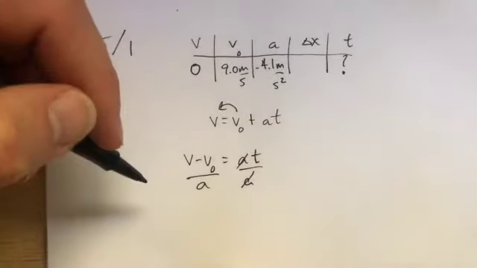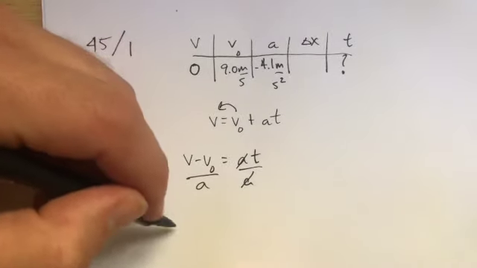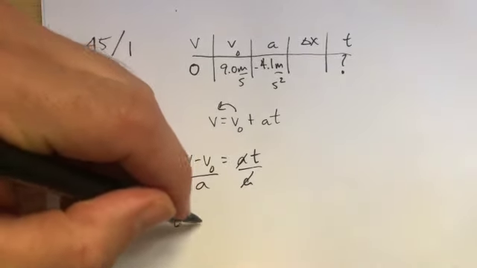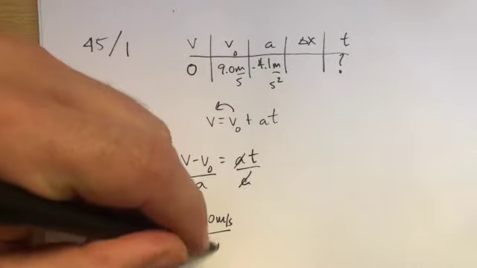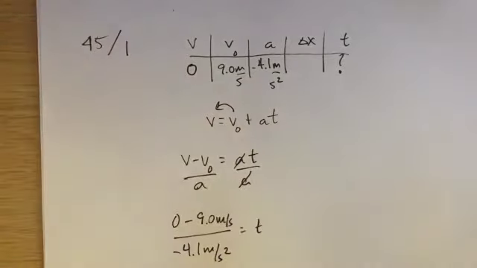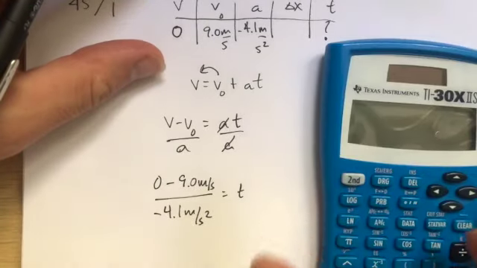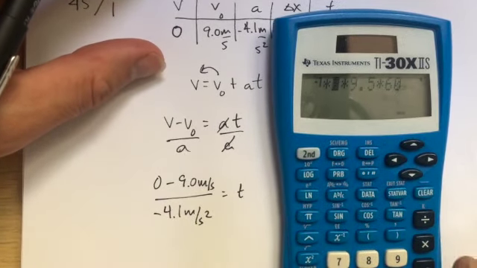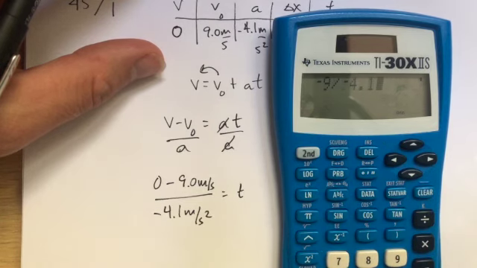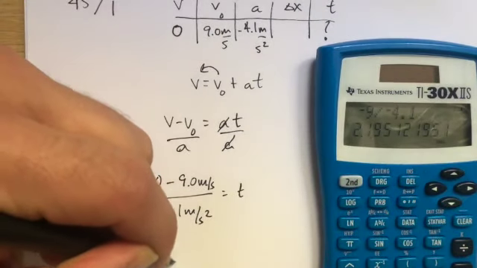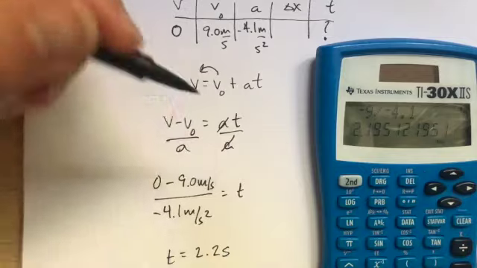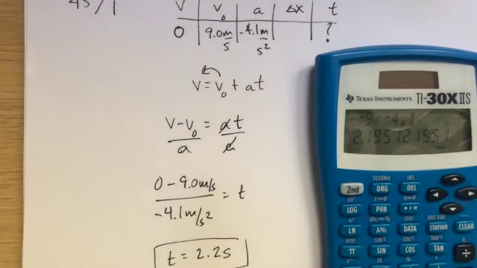All right, and now I'm on to step 4, plug in the numbers. V is 0, V naught is 9, and A is negative 4.1 meters per second squared. That equals time. So now I get out my calculator, and I go negative 9, because 0 minus 9 is negative 9. Negative 9 divided by negative 4.1 equals 2.195. So I'm just going to round that to 2.2. T equals 2.2 seconds. So that's how fast the bus stopped.